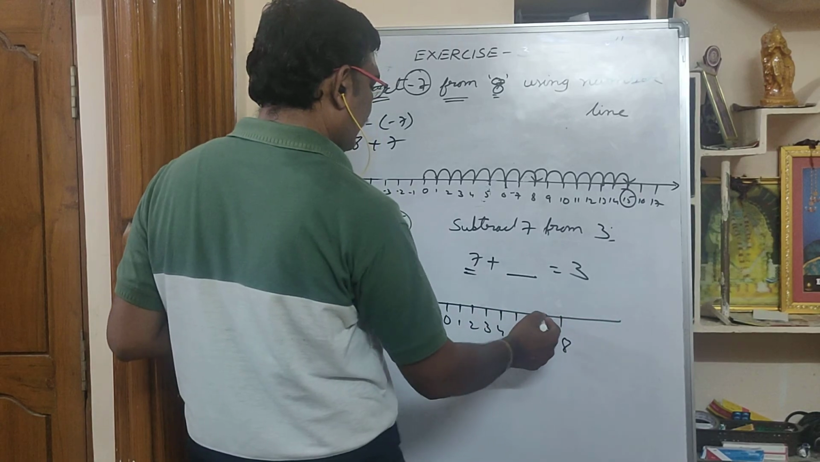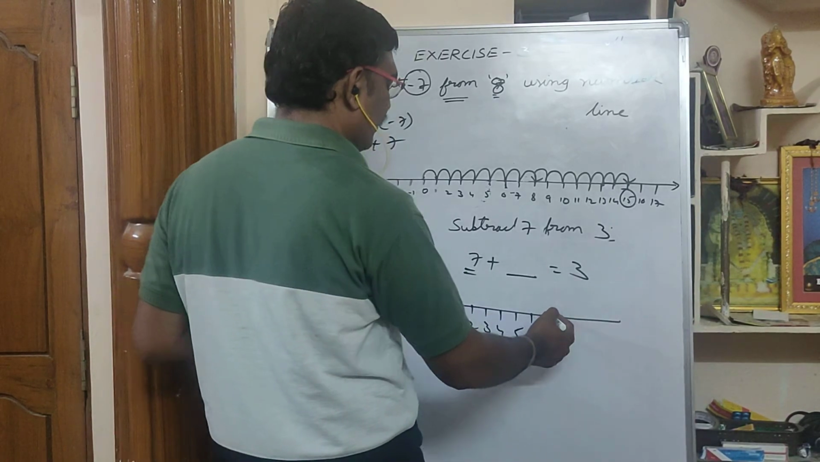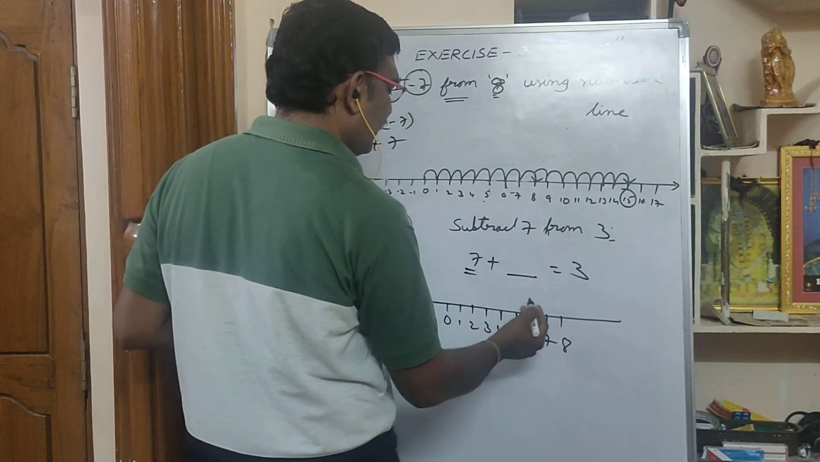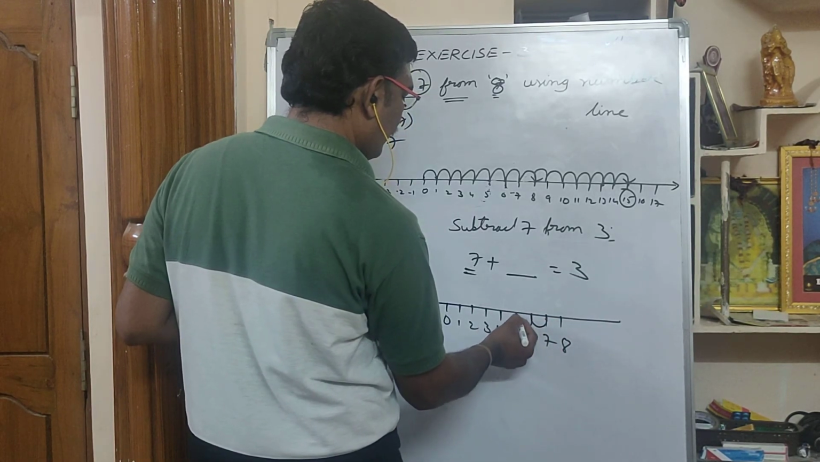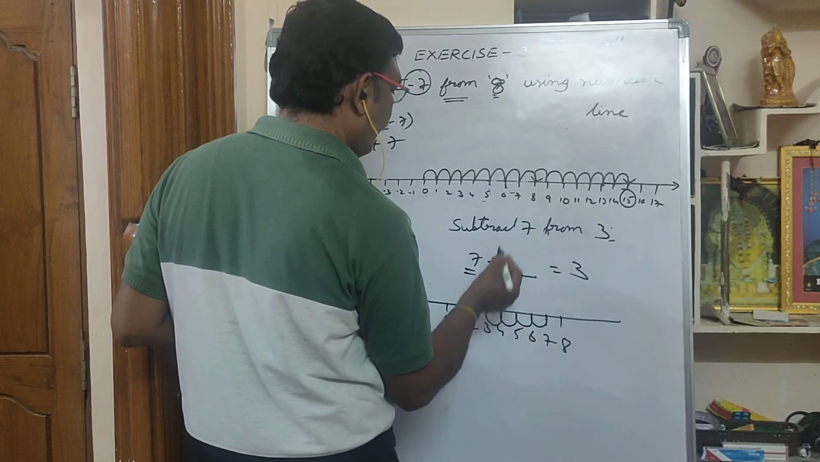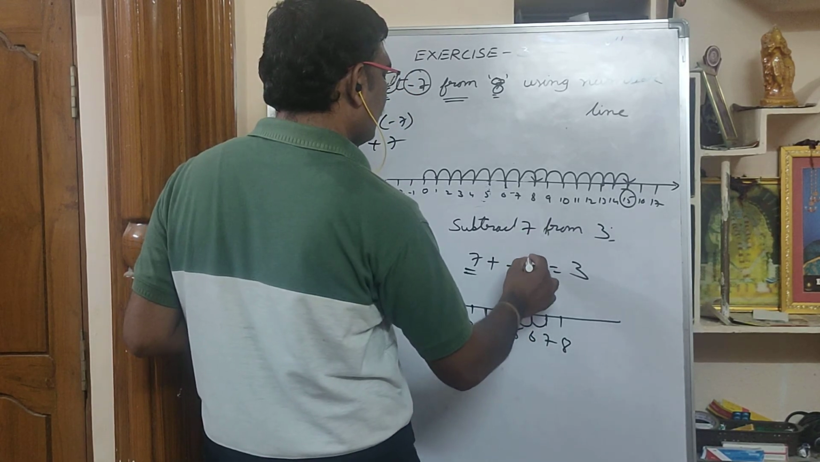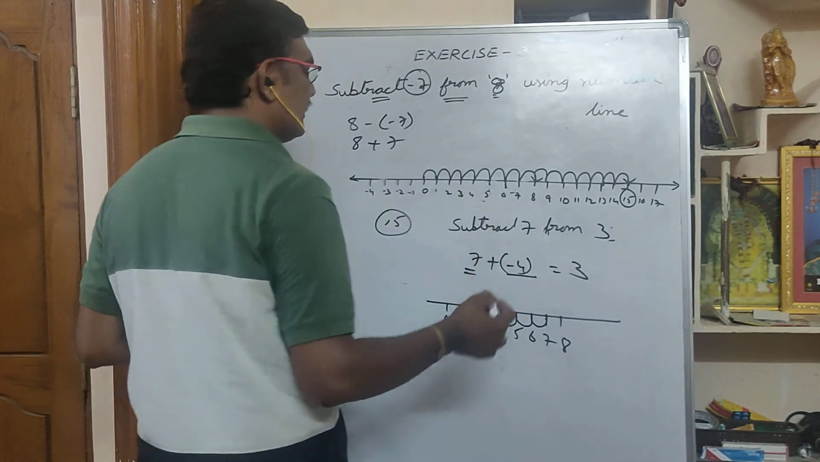To get 3, should you come left side or right side? You should go to the left side only. 3 is on the left side. Means here you have to do subtraction. 1, 2, 3, 4. So it is nothing but you came left side. So it is minus 4.